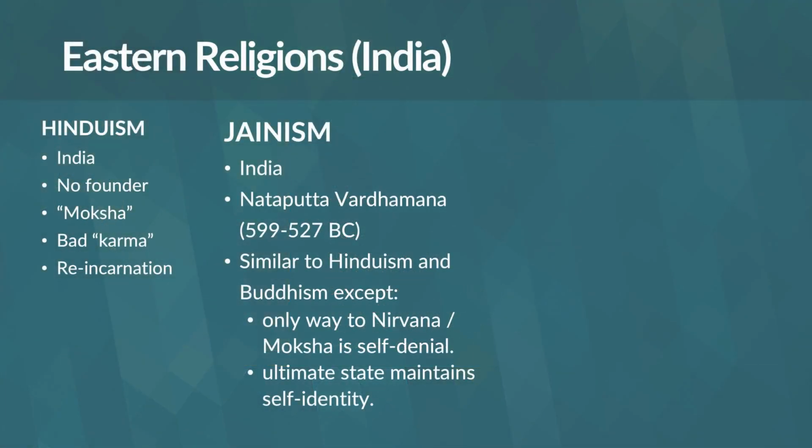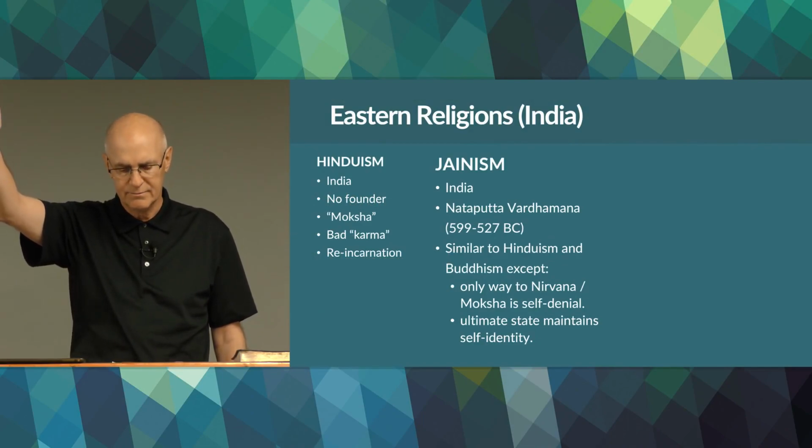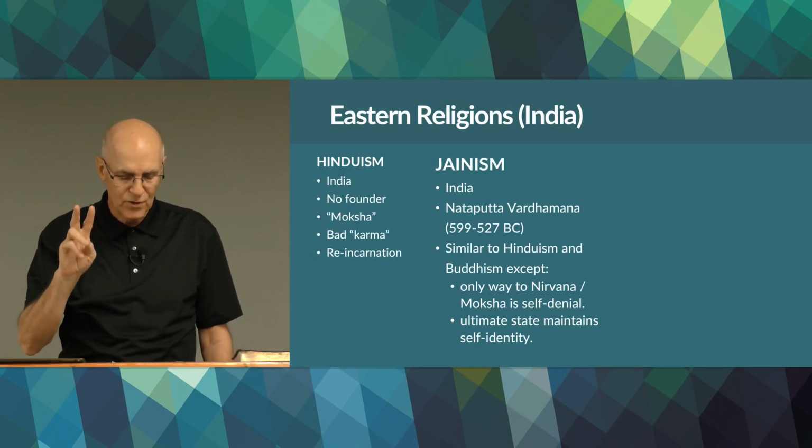Another Eastern religion, Jainism. Jainism began in India. The founder, Nataputta Vardhamana, did I get it? Vardhamana, that's it, Vardhamana. 599 to 527 BC. The main ideas in Jainism, well, Jainism is similar to both Hinduism and Buddhism in that the goal is moksha or nirvana. The difference, however, is twofold.